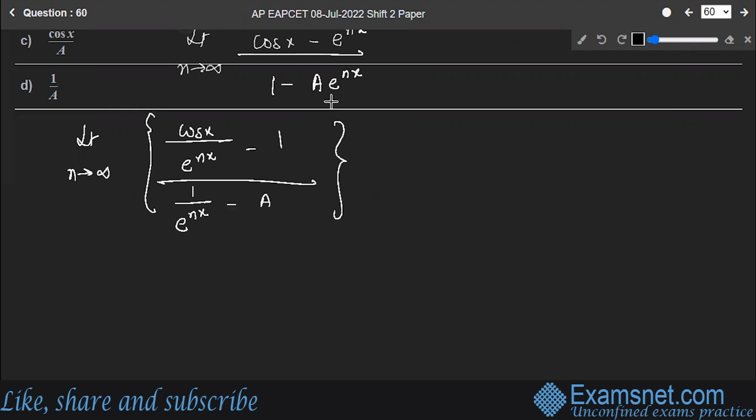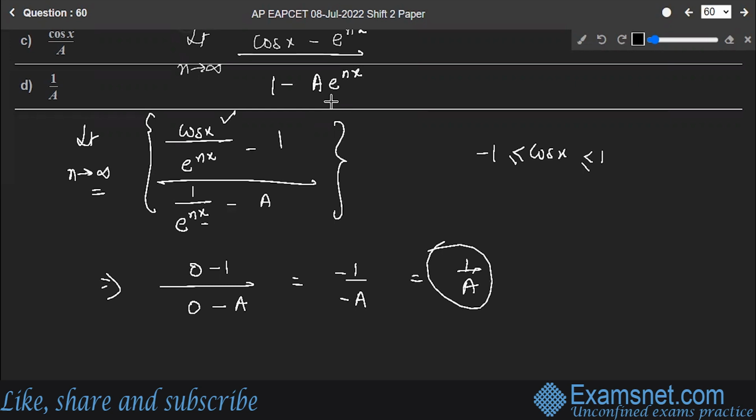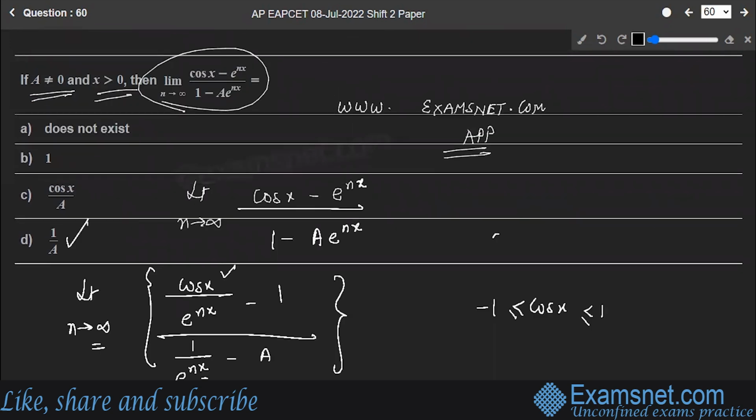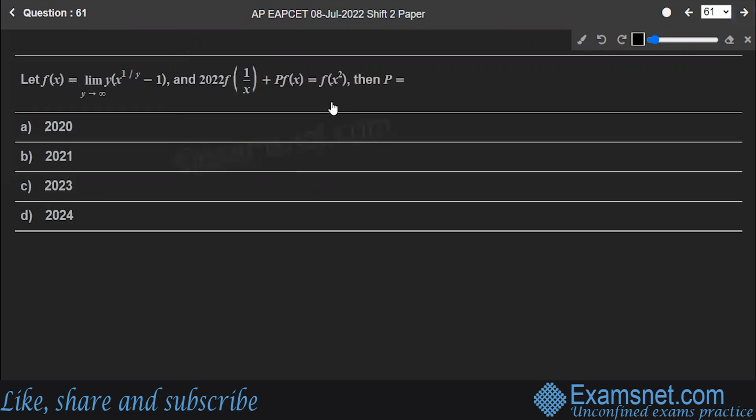Okay. Now, you know one thing, for all the real values of x, the value of cos always lies between -1 and 1, right? So therefore, you can write this one as, when n is approaching infinity, this will be equal to 0 minus 1 upon, e raised to power infinity, this will also become 0, minus a. You have -1 upon minus a, which is equal to 1 upon a. Easy as that. So we have option D as our answer. Done? Clear? Next is question number 61.